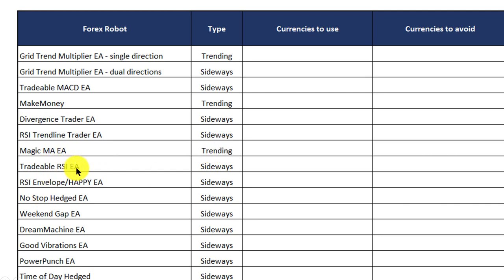The tradable RSI I mentioned before is sideways. The minute you see RSI, it's sideways. The no stop hedge is also sideways because it makes money when the market moves sideways and goes nowhere in particular. The weekend gap is also a sideways indicator because it tries to close the gap. If there's a weekend gap, it's trading for the close of that particular gap.